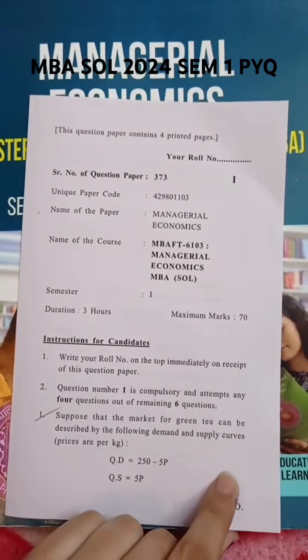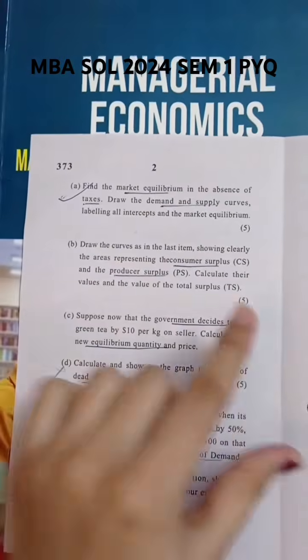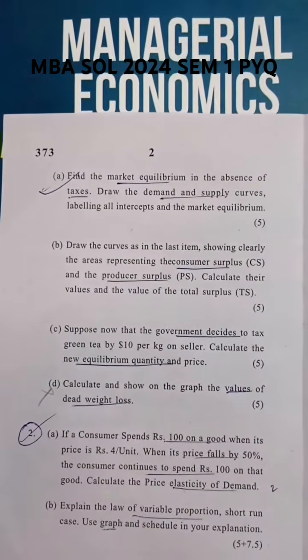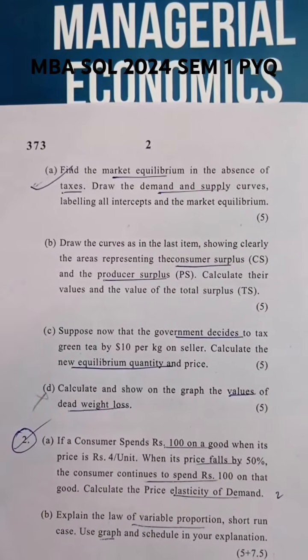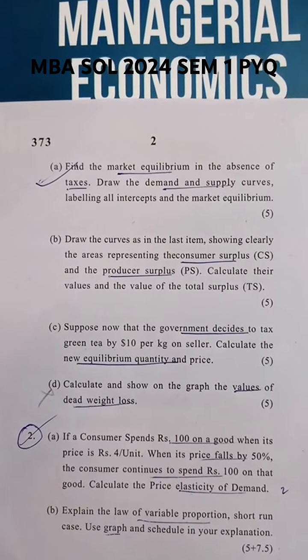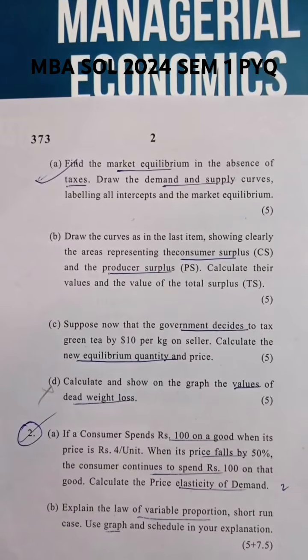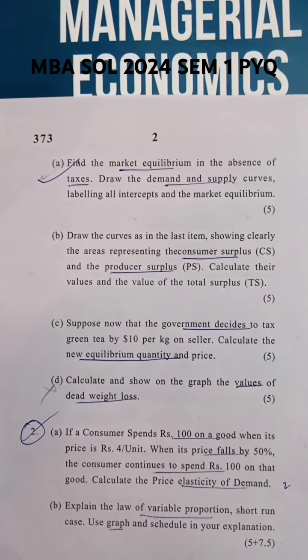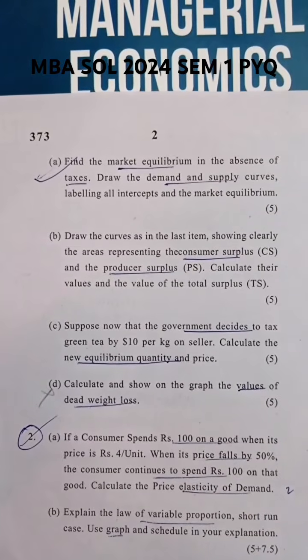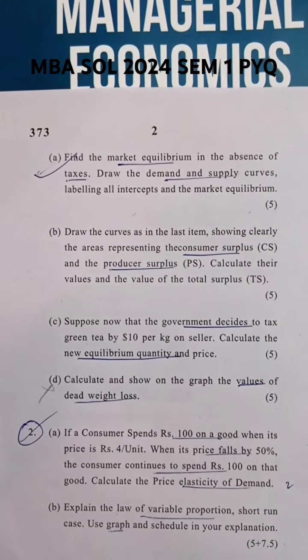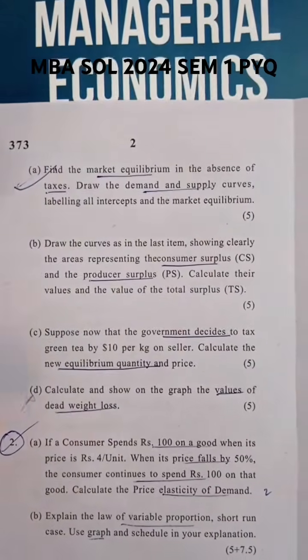This is the first question where demand and supply curve equations are given, quantity demanded and quantity supplied. These 4 questions you have to do. Each question consists of 5 marks. First is market equilibrium in the absence of taxes. So you have to draw the demand and supply curves and find the market equilibrium in the absence of taxes. And market equilibrium is achieved where quantity demanded is equal to quantity supplied.